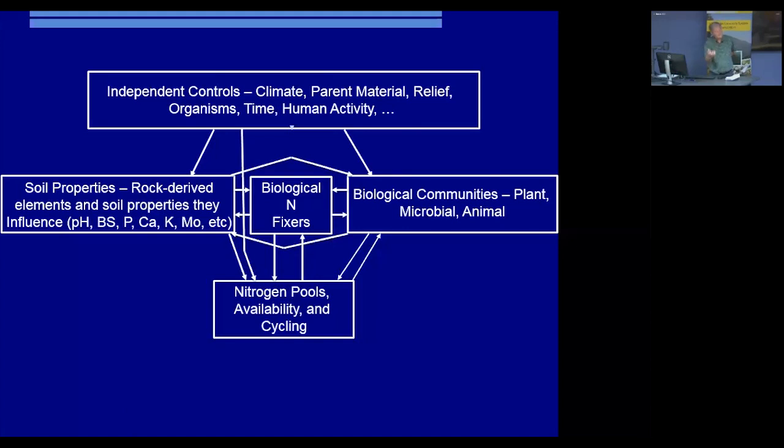And what's the pathway that takes us from ultimate controls through various levels of control to nitrogen pools, availability, and cycling? I want to get there because it is, in fact, the element that proximately controls many biological processes in many ecosystems of the world.